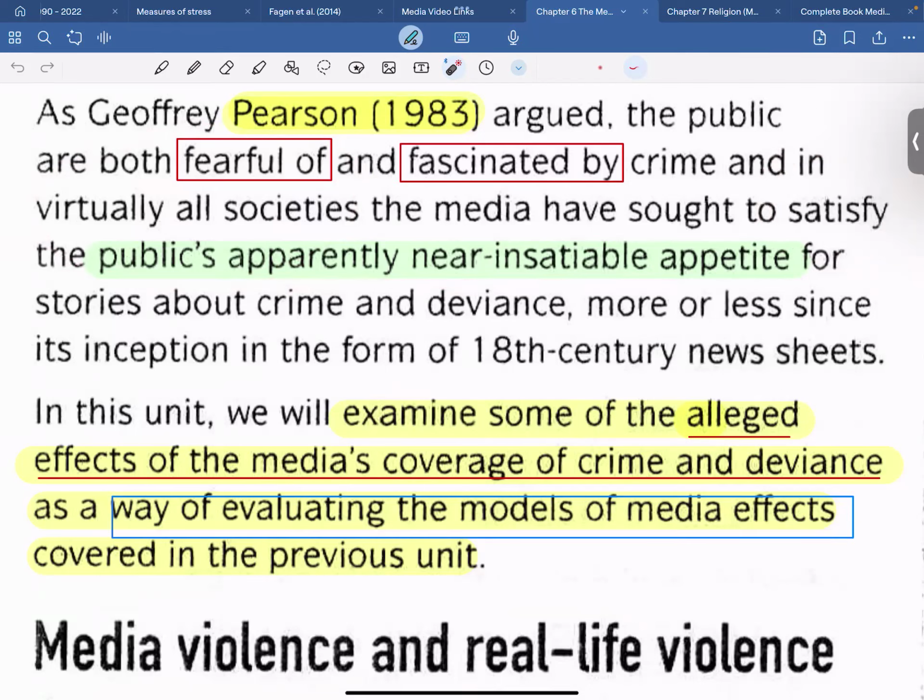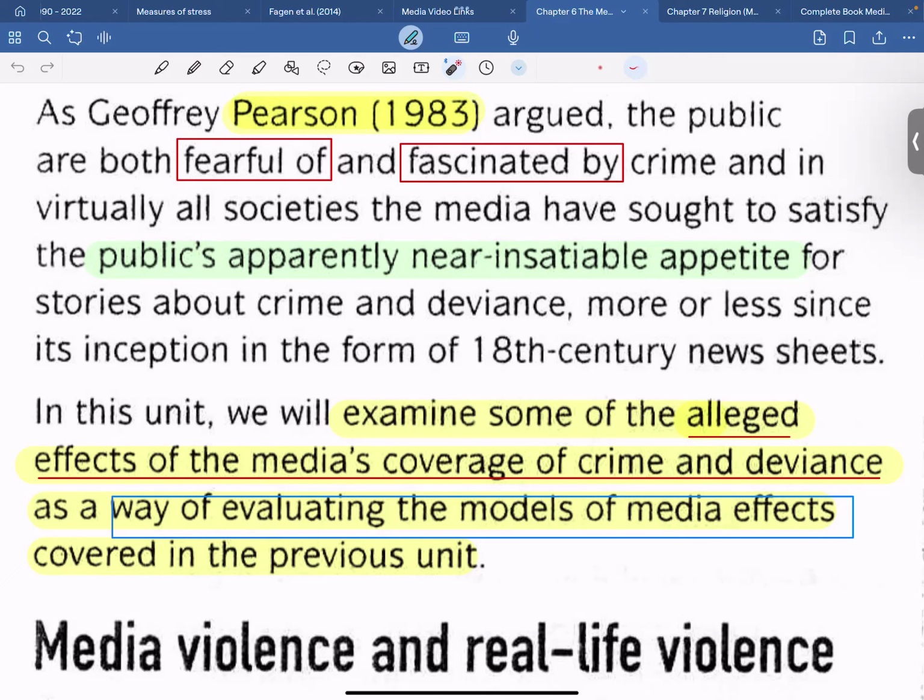So, according to Pearson, the public in general, consumers in general, could be readers, listeners, viewers, have this endless appetite for sensationalism. The more they say they're fearful of it, the more we see them fearing criminal activities, the more fascination they show. So according to Pearson, the public are both fearful of and fascinated by crime.